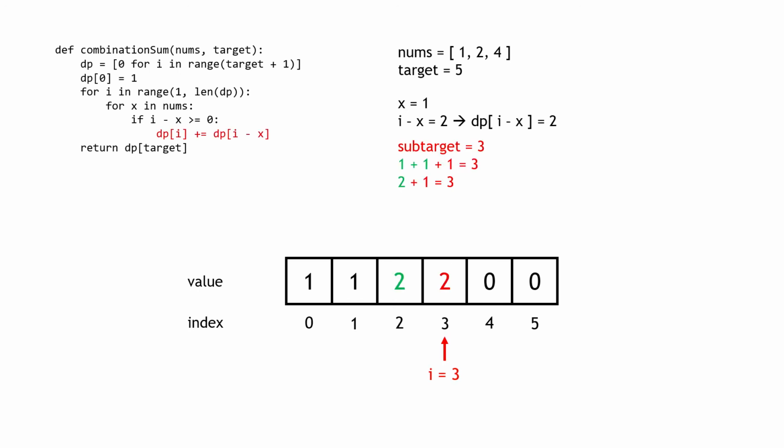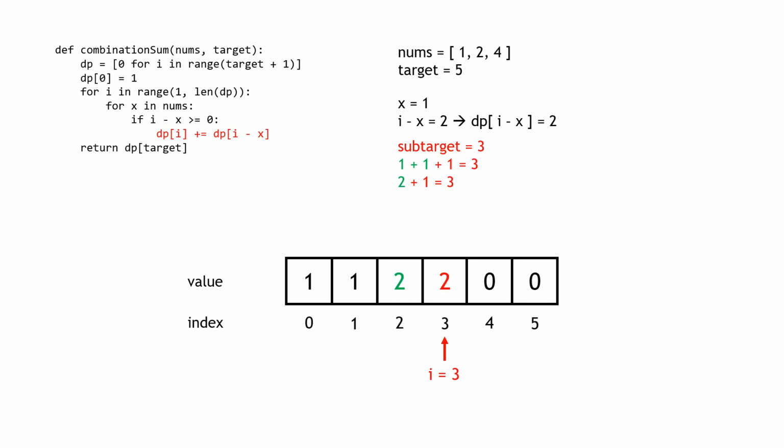Now for I equals 3, let's start with the first number in the nums list. I minus x is 2, so now we add the I equals 2 slot to the current total. The reasoning behind this is that I equals 2 represents all the ways we can use the nums list to form the subtarget 2. So now if we have a 1, then we can reason that if we add 1 to all the possible combinations summing to 2, then these combinations will now sum to 3. In this case, there are 2 possible combinations of summing to 2. We can say 1 plus 1 or just 2 itself. So now if we add 1 to these 2 combinations, those combinations now sum to 3. So we account for this by adding 2 to our I equals 3 slot.